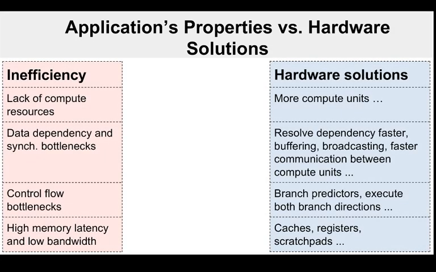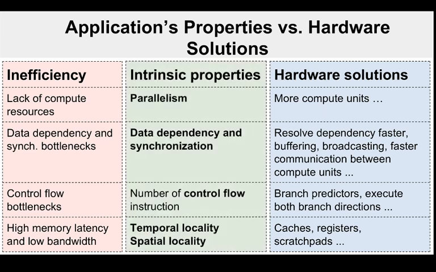Here we have a list of inefficiencies and hardware solutions for each inefficiency we identified earlier. But to find an accurate mapping, what we want to know is what properties of an application can be used to guide selecting the right hardware to avoid inefficiencies. To do this, we identified intrinsic properties.